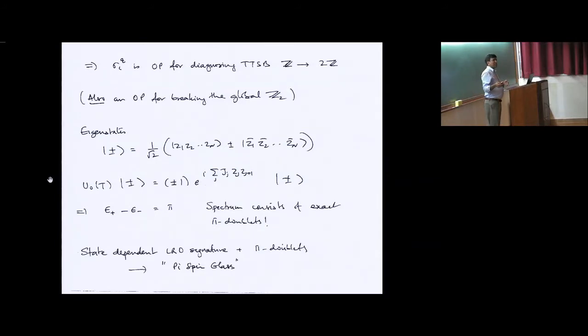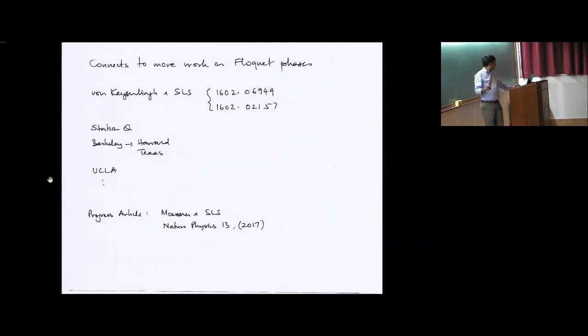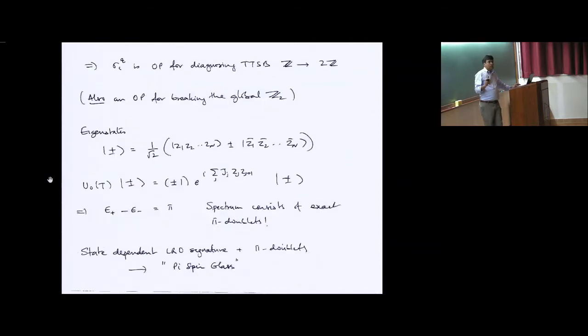And because sigma z is also an order parameter for time translation symmetry, each eigenstate of this unitary breaks time translation symmetry. Okay, so by example, I've constructed for you a unitary whose eigenstates break time translation symmetry.